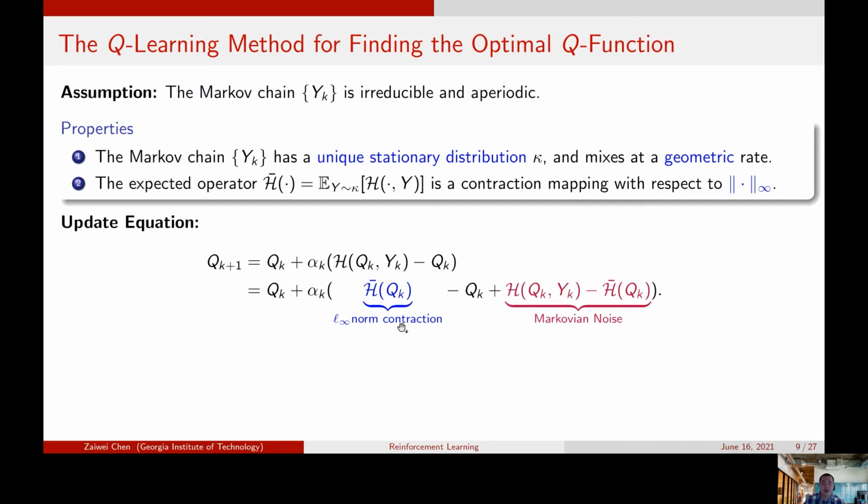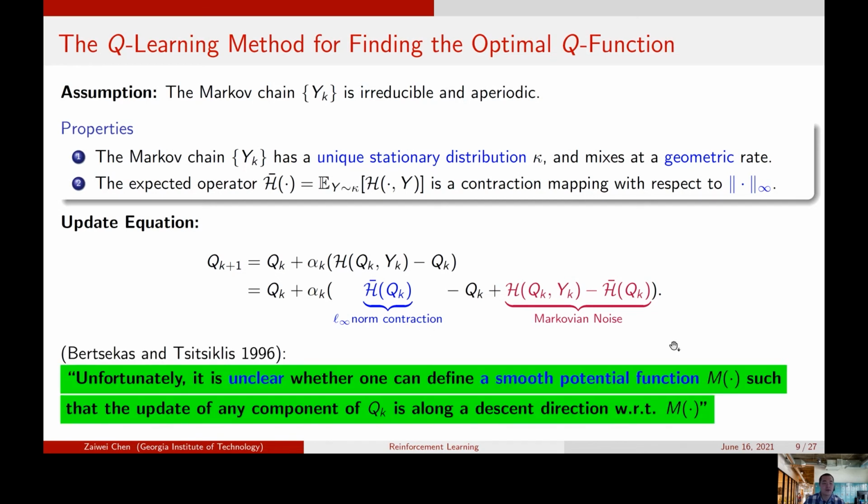The main challenge here is how to handle L infinity norm contraction. In fact, it is mentioned in the classical textbook, Neurodynamic Programming, that unfortunately, it is unclear whether one can define a smooth potential function, in this case, a Lyapunov function, M, such that the update of the Q-learning is along the descent direction with respect to the Lyapunov function. In this tutorial, we will show how to construct a smooth Lyapunov function to study the Q-learning algorithm, hence resolving this issue.